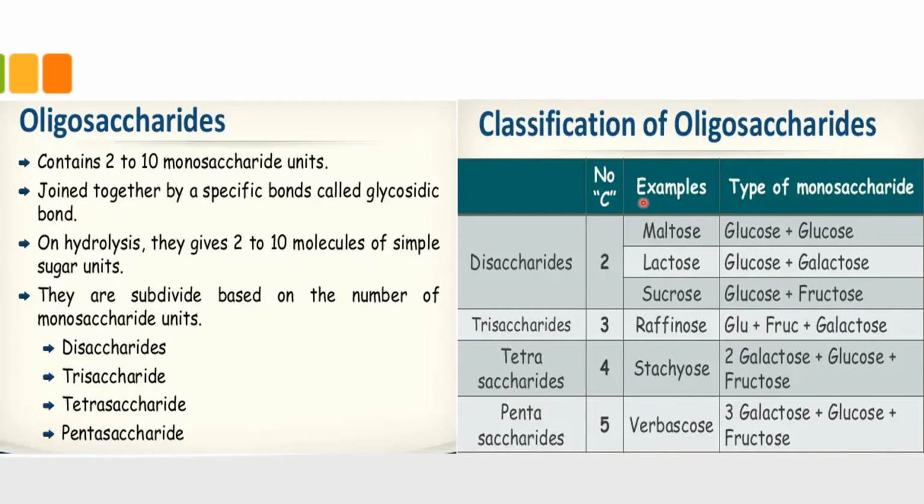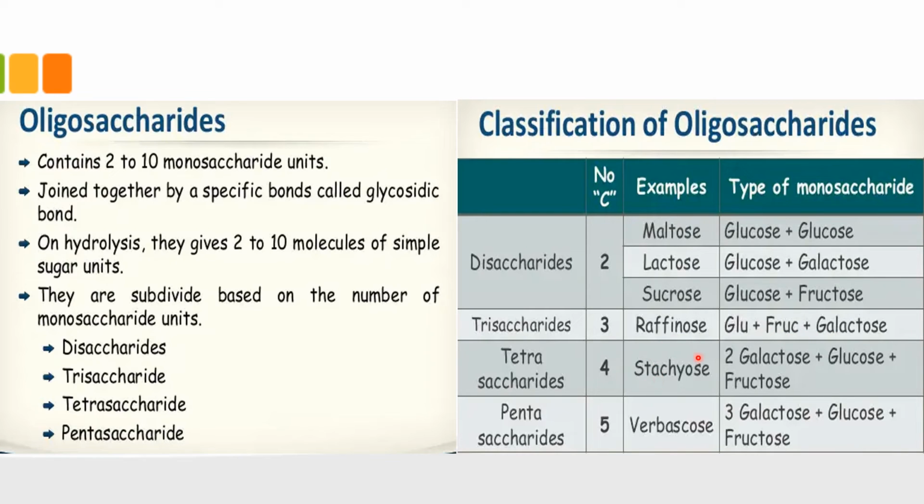Coming to the classification of oligosaccharides, just now I told you a disaccharide contains two monosaccharides. For example, in the case of maltose, we have glucose plus glucose. Two molecules of glucose are combined with the bond called glycosidic bond and form maltose. In the case of lactose, we have glucose plus galactose. In the case of sucrose, we have glucose plus one molecule of fructose. This is how they are combined to form the disaccharides. Coming to the trisaccharides, raffinose is there: glucose plus fructose plus galactose. These are the three monosaccharides combined in the case of raffinose.